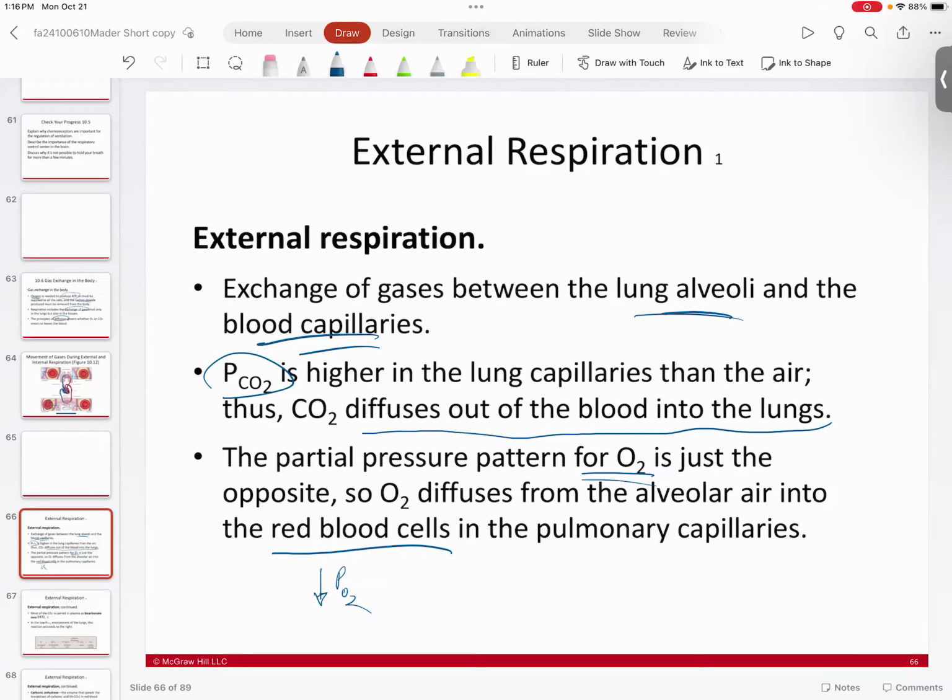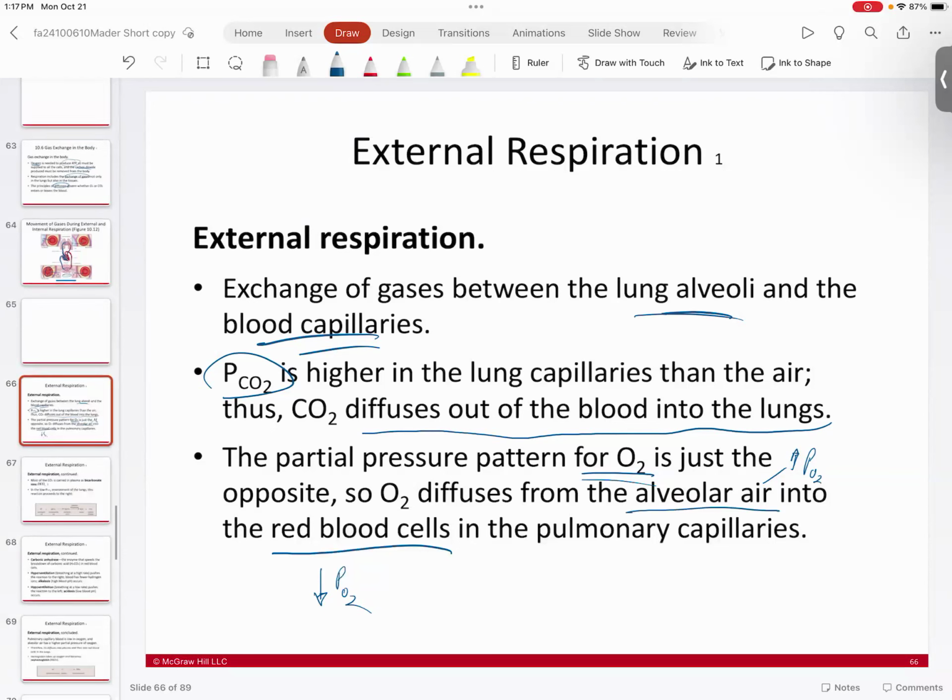Okay, so you're oxygen depleted in your red blood cells, right? Because you basically used up all of your oxygen to do cell respiration. And then in the lungs themselves, it's going to be very high because it's atmospheric, right? And so that basically sets up your gradient, your high and your low. And so from here, you're going to be flowing from high to low. That means from the alveoli into the red blood cells that are in your pulmonary capillaries.